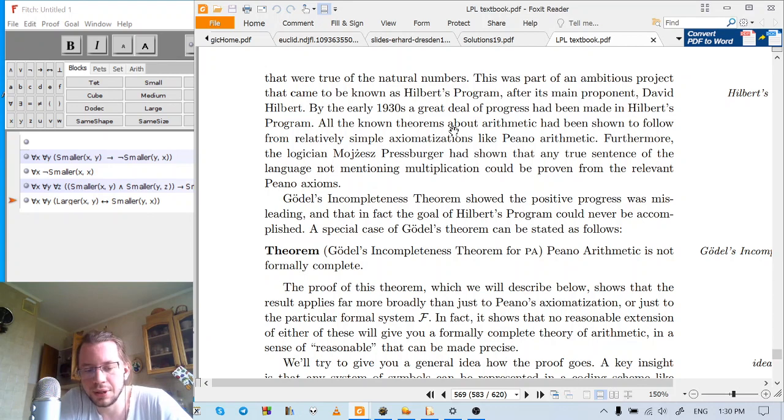Try to give you a general idea of how the proof goes. The key insight is that any system of symbols can be represented in a coding scheme, like Morse code, where a sequence of dots and dashes, or equivalently zeros and ones, is used to represent any individual symbol of the system. With a carefully designed coding system, any string of symbols can be represented by a string of zeros and ones.